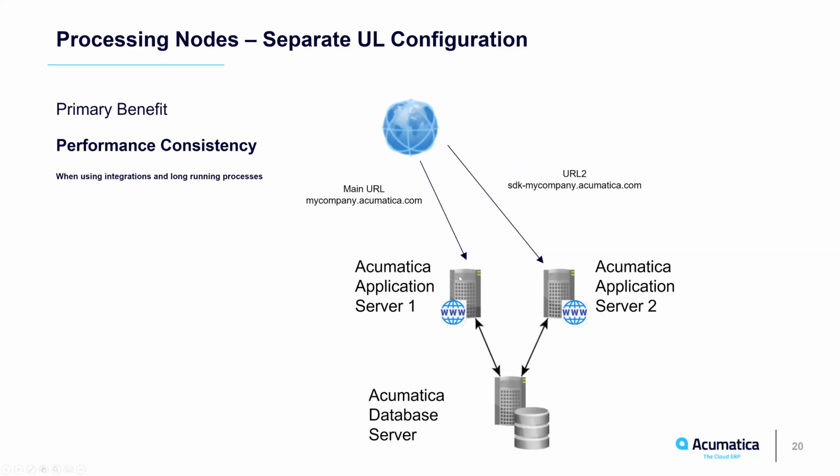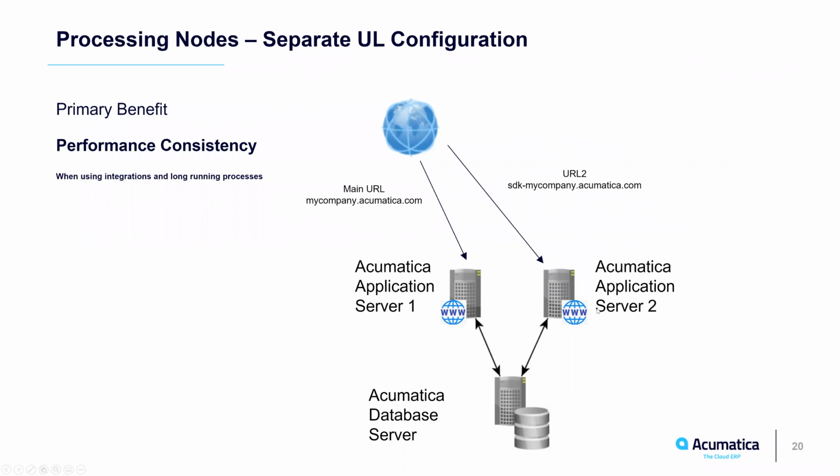Okay. The other topology is instead of load balancing, if performance is the main concern and not availability, but it's more about performance, you can have 2 application servers without a load balancer. And what that does is allows you to have your main users log into one URL. So for example, your company name.acumatica.com. All your users come in here, they get serviced by this application server.